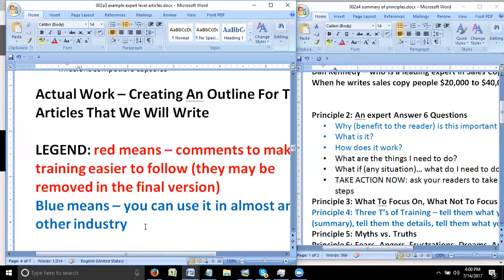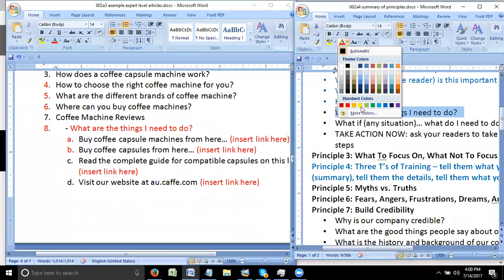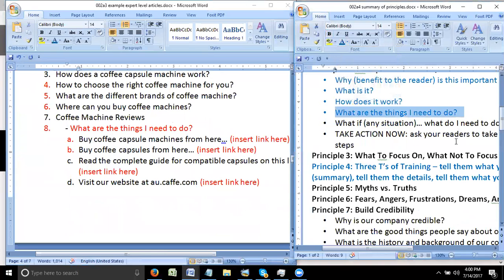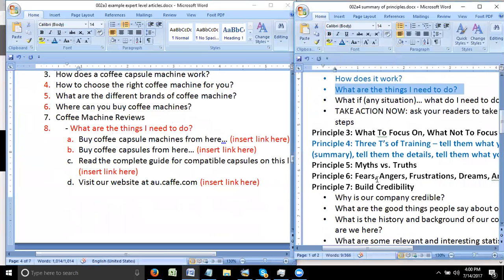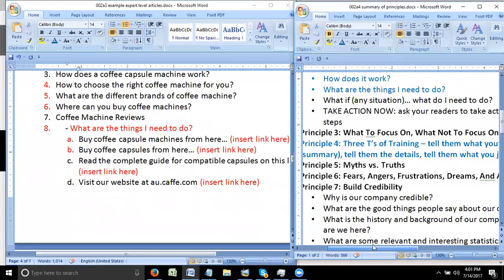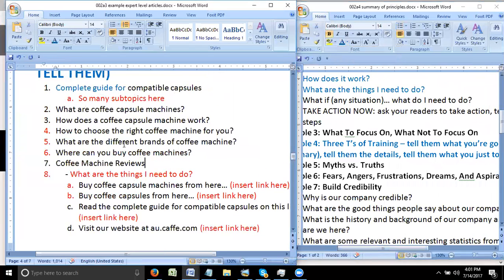Okay, so all you have to do is just follow this framework, follow the principles, and start applying them, start adding them. And you can do it the same way that I did, where I highlighted what principles I applied. We have principle number 3, by the way, what to focus on and what not to focus on. Let's see how we can integrate that into our outline. I think we've already done that a little bit here, how to choose the right coffee machine for you.